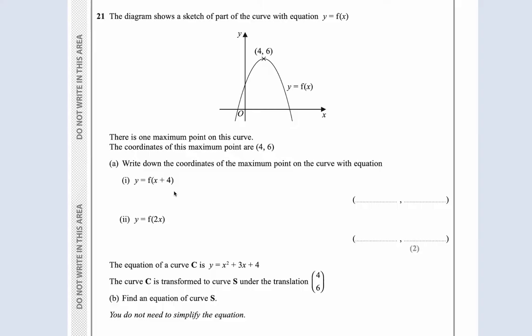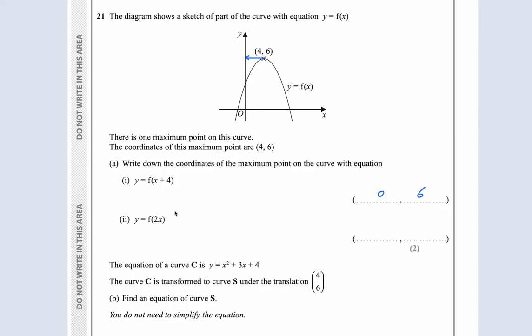Okay, so this is just testing our knowledge of transformations. So when I apply this transformation and I get f of x plus 4, it's a horizontal translation, but this way, and it's 4 units that way. So instead of being 4, 6, it's now actually going to be 0, 6, because it's moved left 4.